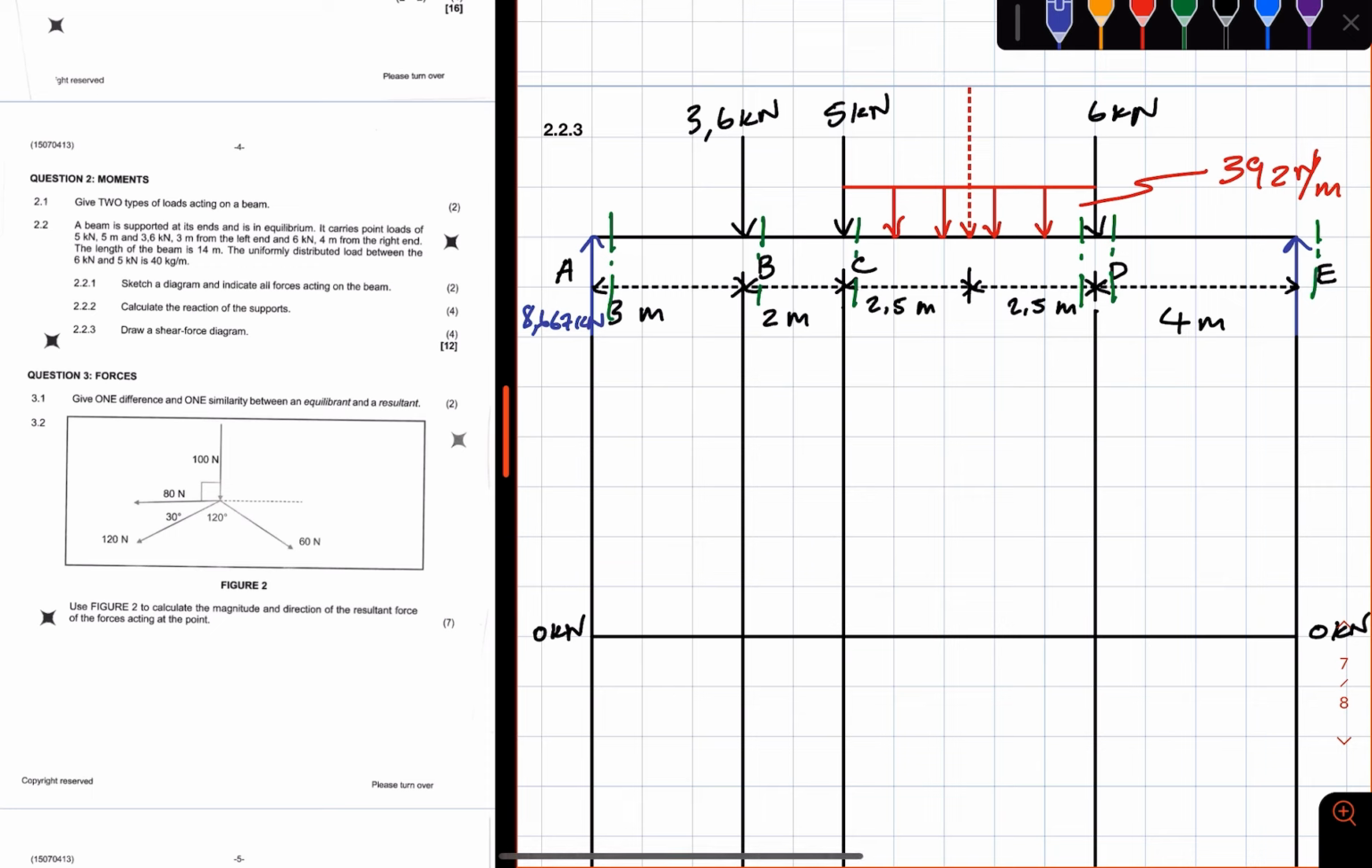8,667 kilonewtons, right? And the reaction support at E was 7,893 kilonewtons, right? So again, we consider the section at A, and at A we only have the reaction support at A. Forces going up, therefore we take it as positive. Remember, forces going up, we take them as positive, and forces going down, we take them as negative.